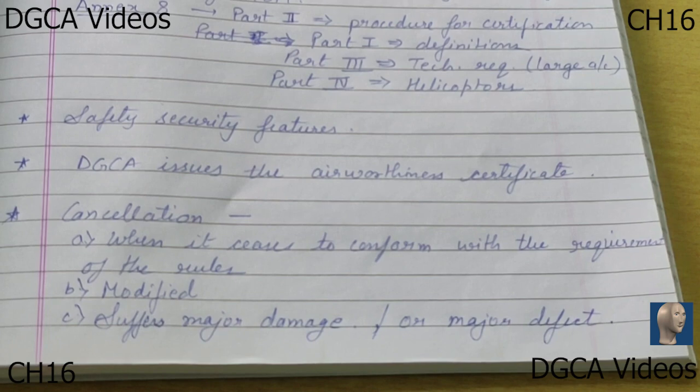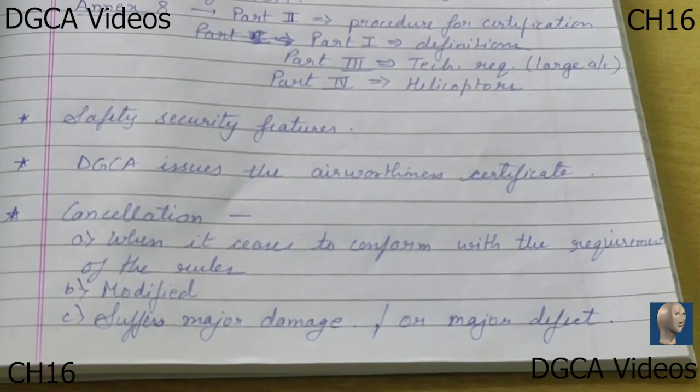So, if any modification or repair has to be done in the aircraft, then the minimum standards and permit have to be taken from the Directorate General. Next comes the cancellation of the airworthiness certificate or special certificate of airworthiness and its continued validity.